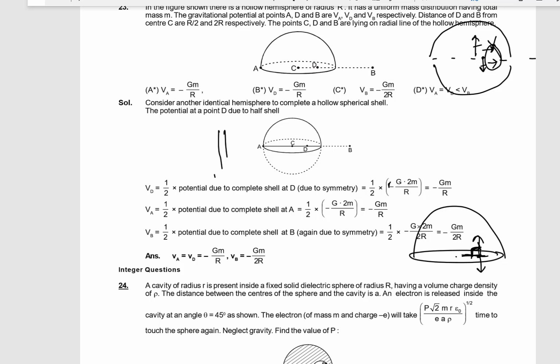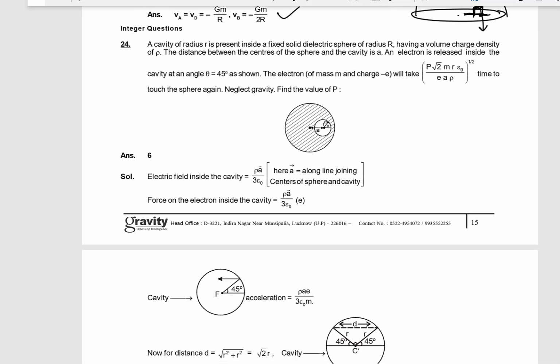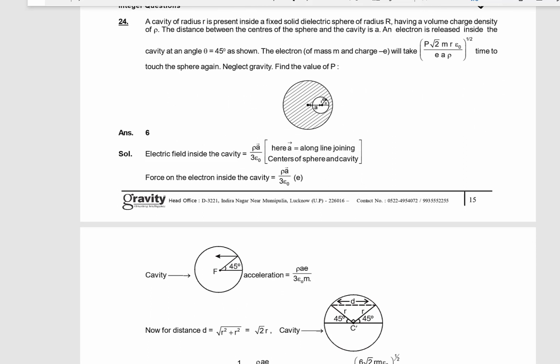Potential at B again we'll find using this symmetrical approach. Here we can find the potential because of these two masses, and half of that will give the potential at B. That is what they have done, right? Again a very basic question. Okay, 24th, moving on to integer questions. Again we have a very basic question here.